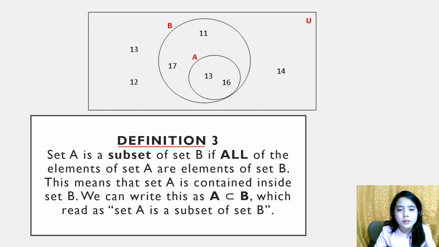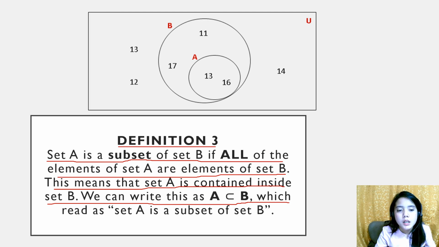Okay, let's read definition 3. Set A is a subset of set B if all of the elements of set A are elements of set B. This means that set A is contained inside set B. So we can write this as A is a subset of B, which read as set A is a subset of B. So, just like what I said a while ago, kung tanan daw nga elements ni A naapod kay B, meaning to say, si A is subset ni B. But dili ta makaingon nga si B subset ni A because, di ba ang kay B we have 11, 17, 13, and 16. Okay?